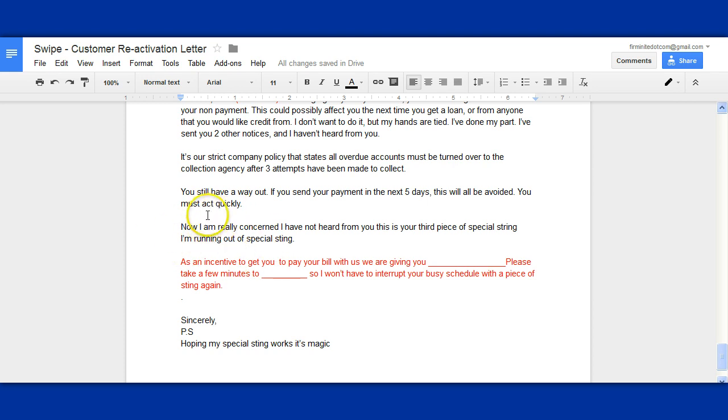You must act quickly, and I'm really concerned. I've not heard from you. This is the 3rd piece of string. I'm running out of string. Sincerely, P.S. Hoping this pistol string does its magic.